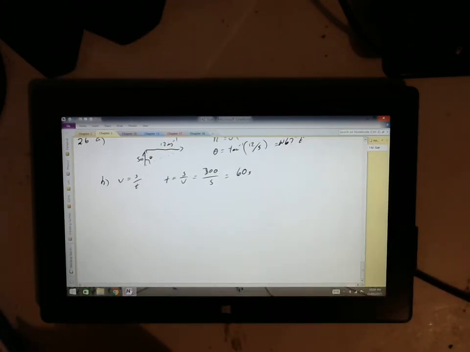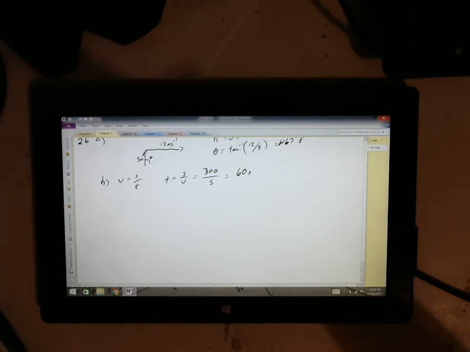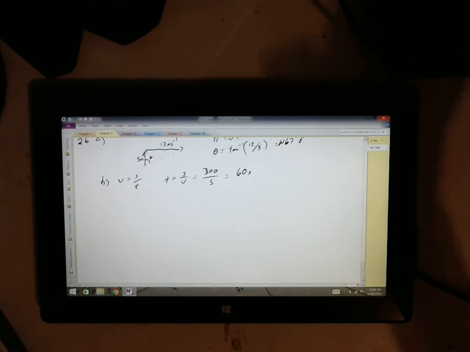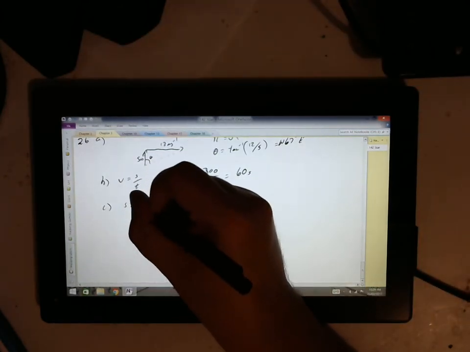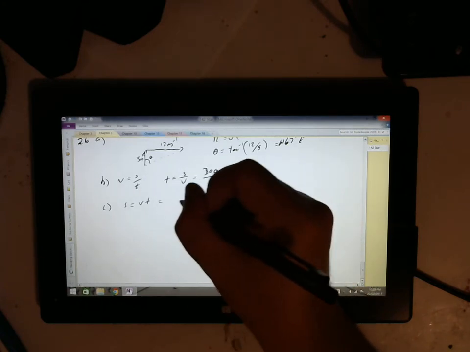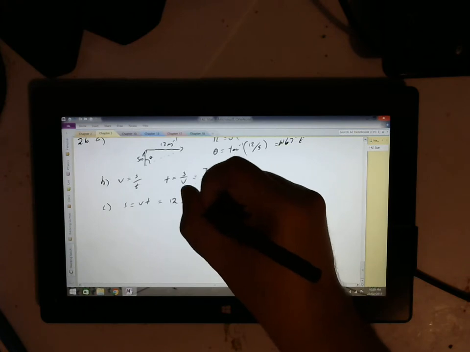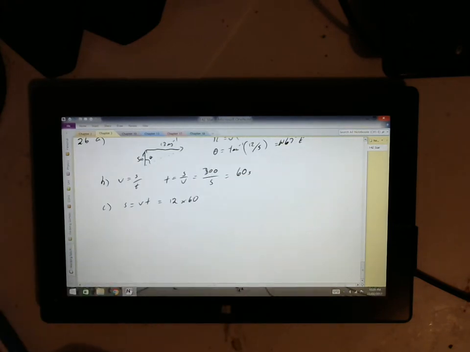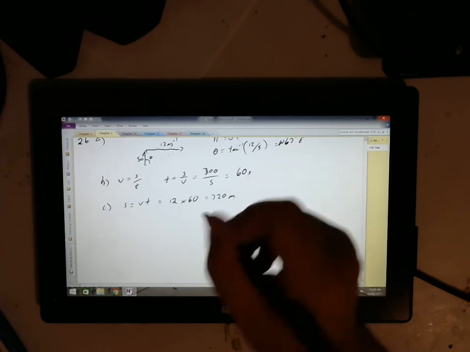How far downstream would the man land on the opposite bank? Well, while he's going across, taking 60 seconds to do so, the river's also pushing him down. So same formula, but now we're going to use s equals vt. The v in this case is 12 because the river is what's carrying him down, and it's carrying him down for 60 seconds. That gives us 720 meters downstream.